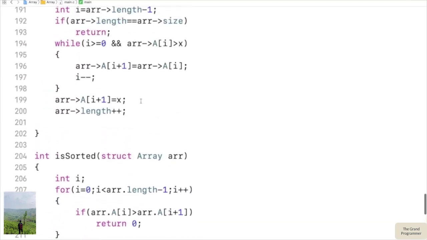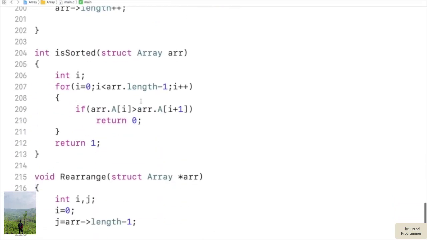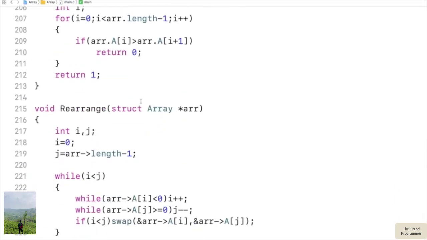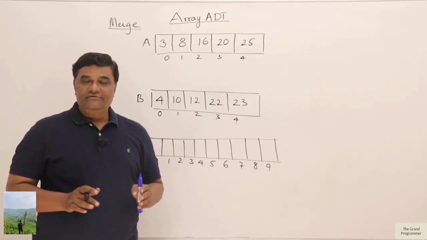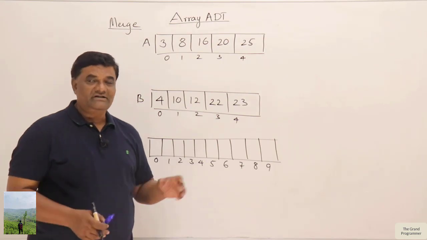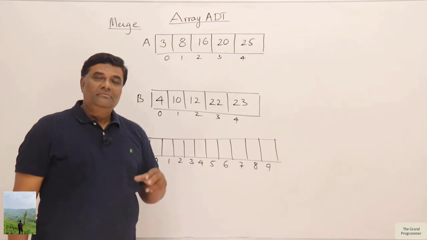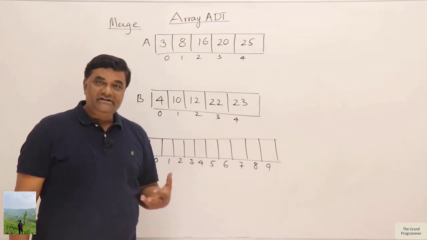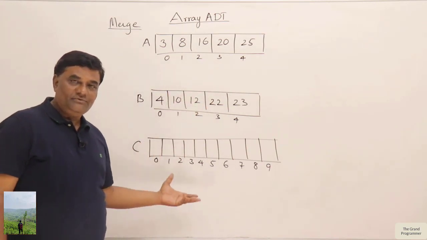We have seen 3 different functions, that is inserting an element in a sorted position, checking whether an array is sorted or not, or rearranging the elements. In this video we'll talk about merging, that is combining two sorted lists into a single sorted list. Merging is a binary operation. It needs more than one array so that it can combine them into a single array.